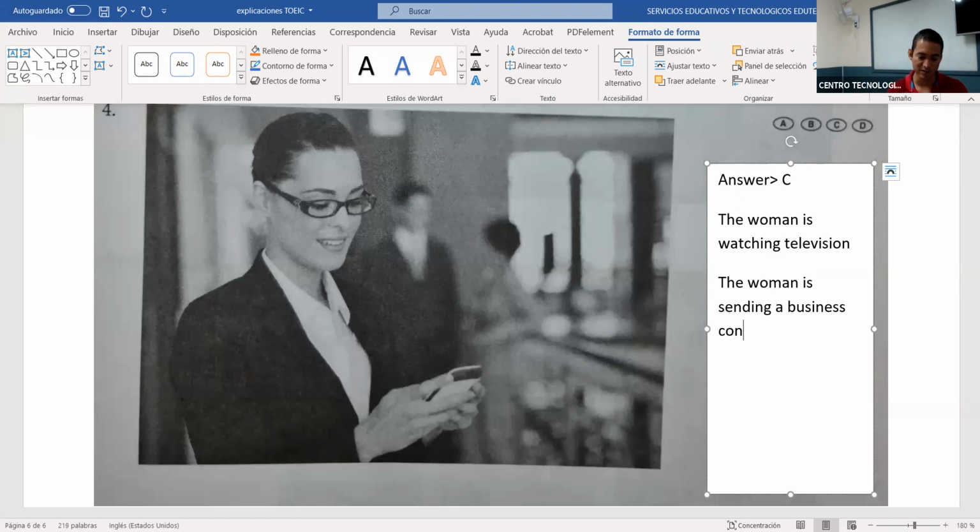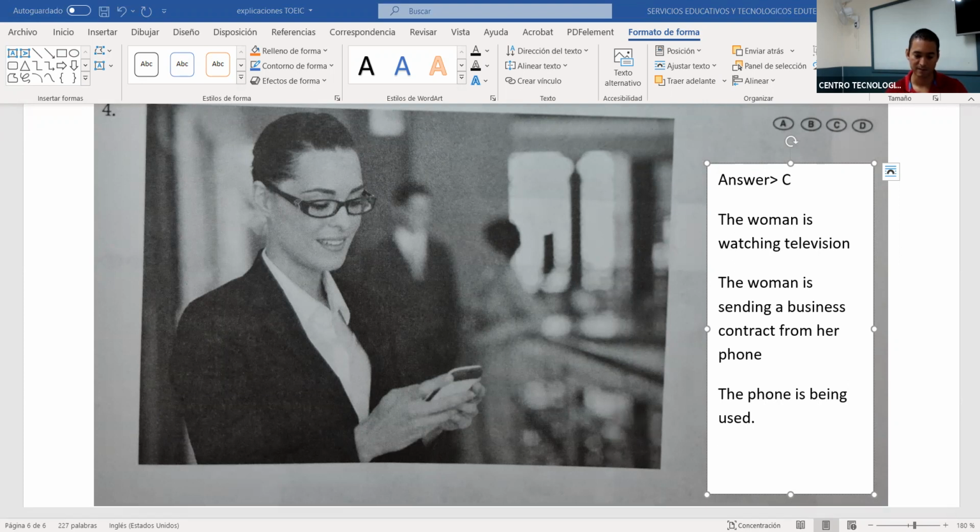A business contract from her phone. That's a false assumption. Yeah, I know she's a businesswoman, and maybe you say, yeah, she's working, she's sending a business contract. But you cannot see that is happening there. And letter C, The phone is being used. Okay, the phone is being used. Yeah, she's using her phone, so the phone is being used. That is happening now.